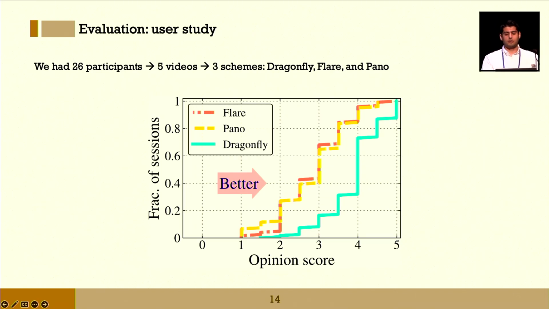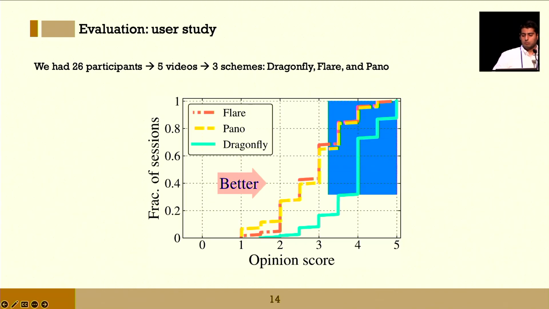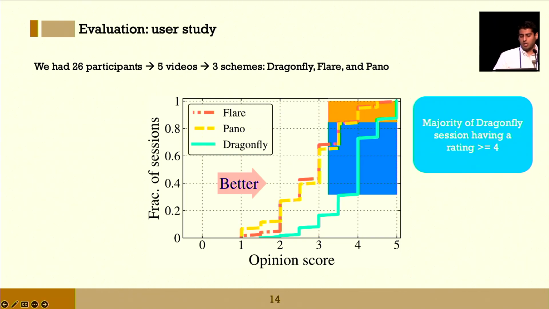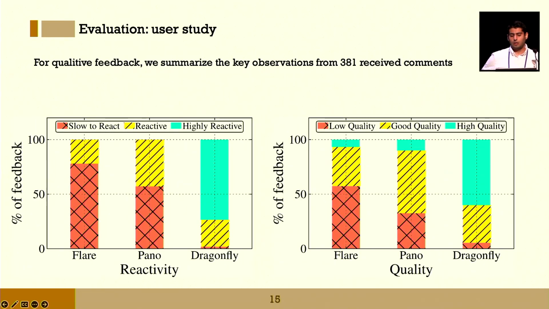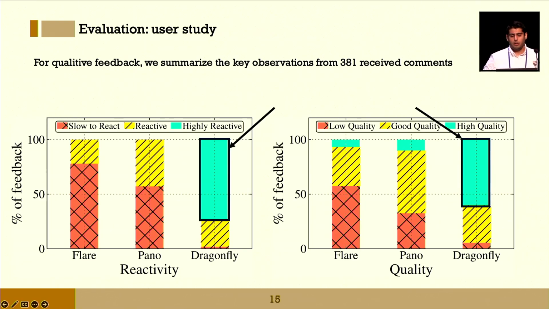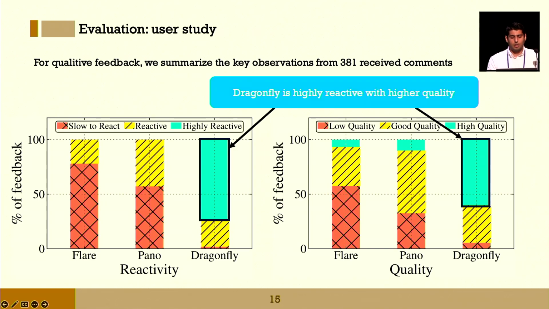Looking into the percentage of sessions with a rating of 4 or more, we find that the majority of Dragonfly sessions had this rating, while only the minority of the state-of-the-art had the same. We also dive deeper to understand the rationale behind this rating by summarizing the key observations from the qualitative feedback we collected during this study. Looking into the reactivity and quality feedback, the majority of users indicated Dragonfly being highly reactive, and at the same time it also managed to stream high-quality sessions.